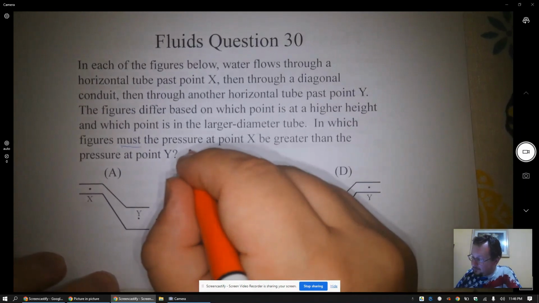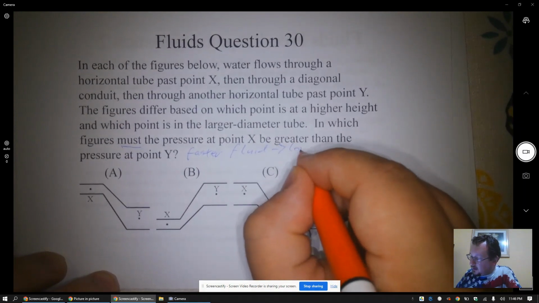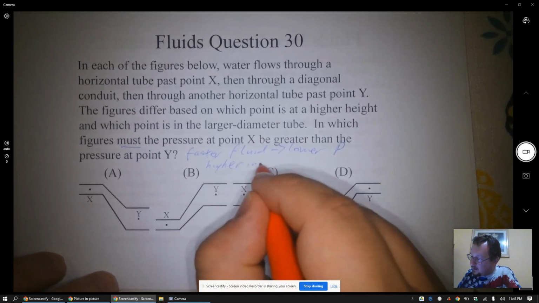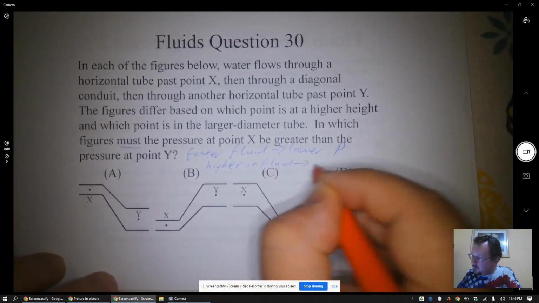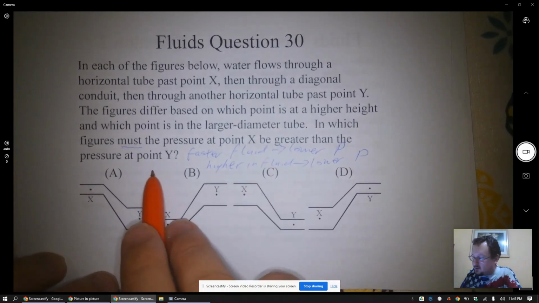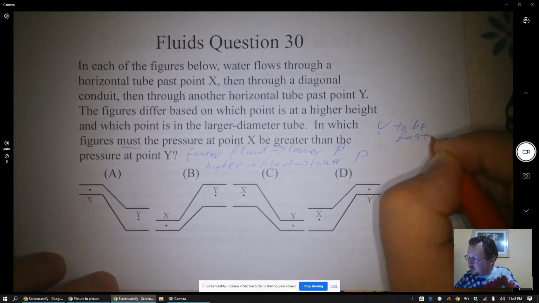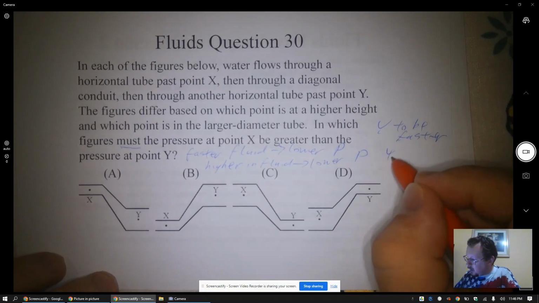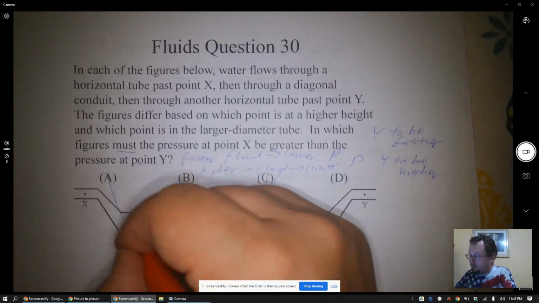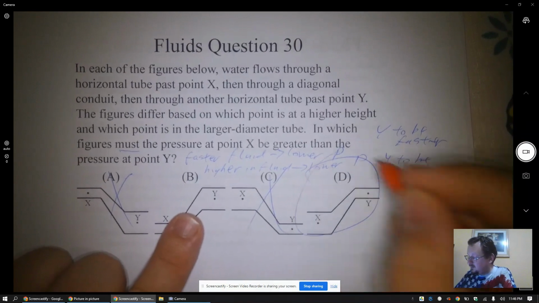So here's what I know about fluids. I know that the faster fluid exerts a lower pressure, and I also know that a higher point in the fluid is where there's going to be a lower pressure. So if the pressure at X is greater than the pressure at Y, then we need Y to be faster to make it have the lower pressure, and we need Y to be higher. Only B and D have Y higher. And Y is faster when it's narrower. That's continuity, so it's D.